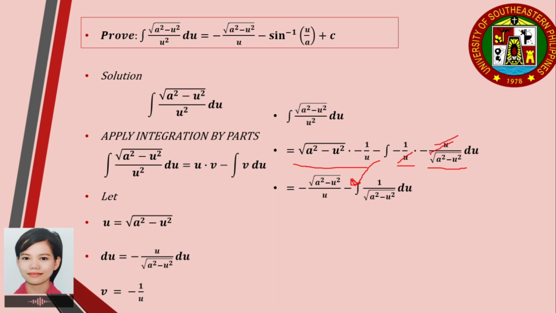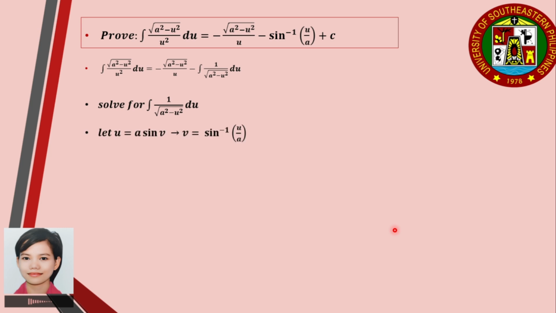So, from this one, we're going to apply integration again. What we're going to use right now is the trigonometric substitution. So, from this one, we let u be equal to a sine v. So, if we rewrite, v would equal the arc sine of u all over a. So, we differentiate the u. The derivative of u is a cos v dv. Are you with me? Okay, good.